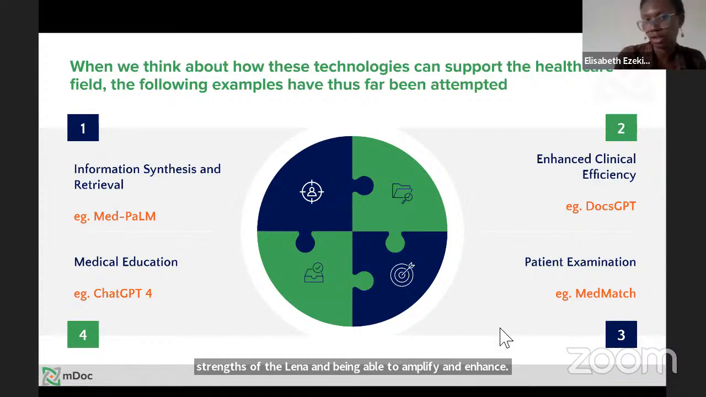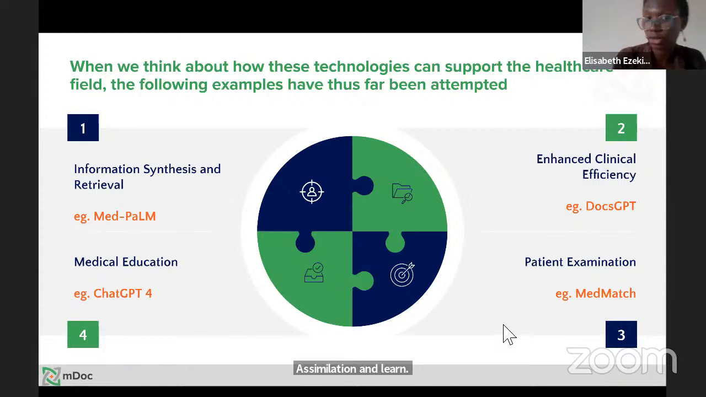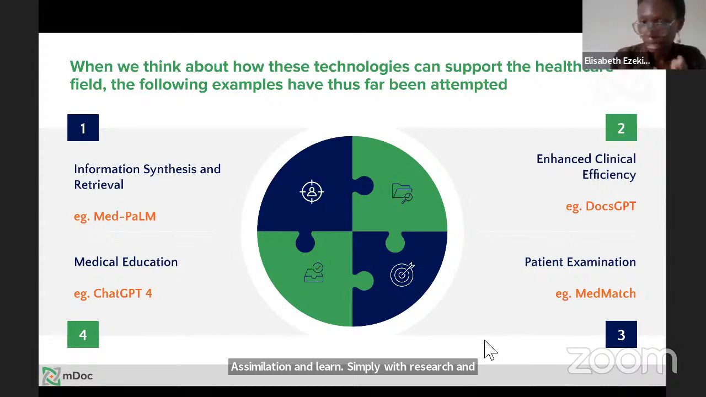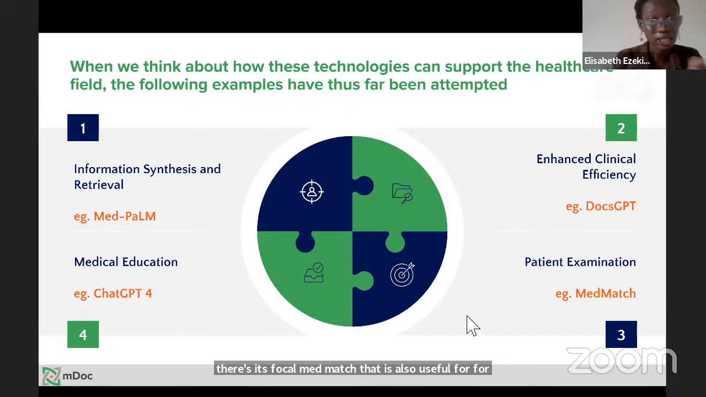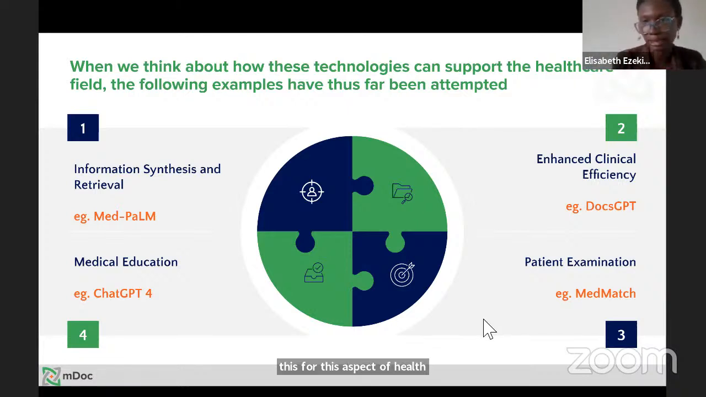Same thing with research and development. And then lastly, for patient examination, there's a tool called MedMatch that is also useful for this aspect of healthcare delivery. So as you can see, the world is moving fast, evolving and innovating some of these tools that can be very effective for several aspects of healthcare delivery. Next slide, please.